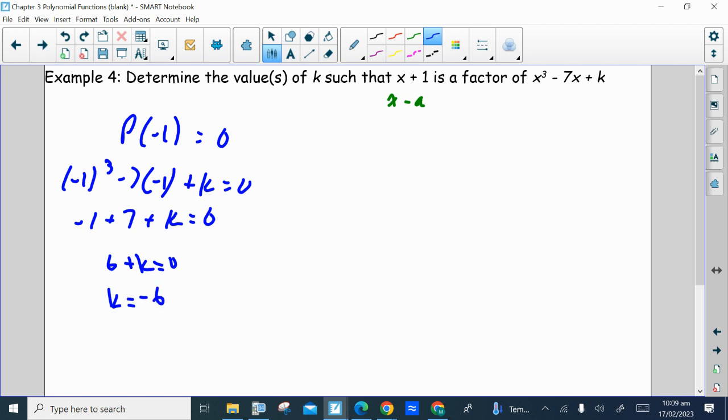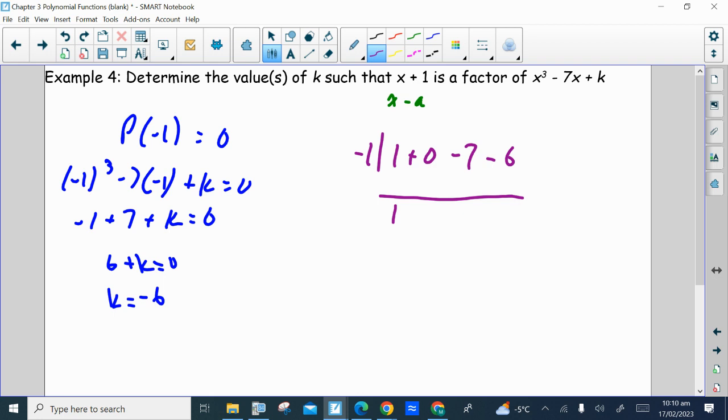And you can check this. We're finding the value of k such that x plus 1 is a factor. That means if you divide by x plus 1, you have to get a remainder of 0. We would change it to a negative 1 so we can add as we go, and that's going into 1x cubed. Once again, there's no x squared term here, so it doesn't change how remainder theorem is done. But when you're using division, synthetic or long, you have to put a 0 there for the 0x squared. Then you have the minus 7x, and then you have the minus 6 for the k value that we found.